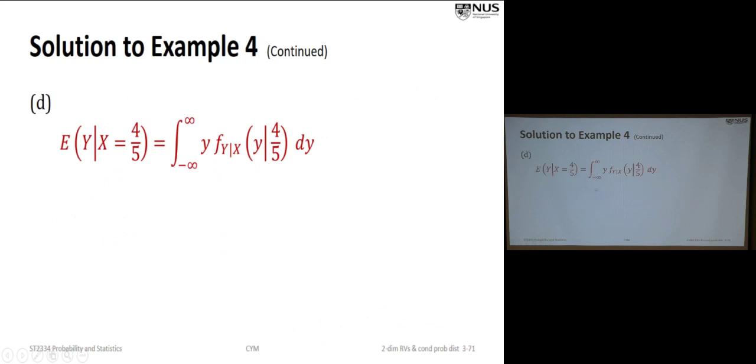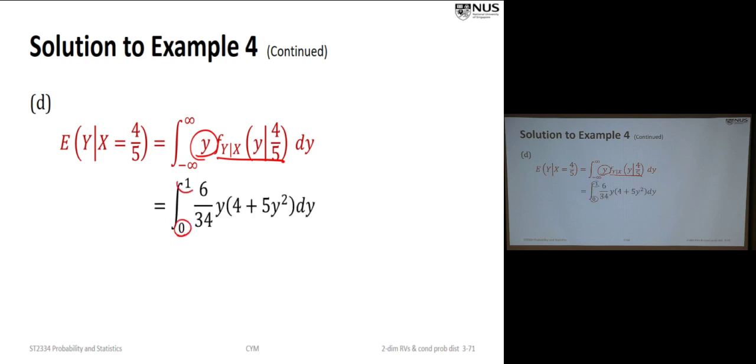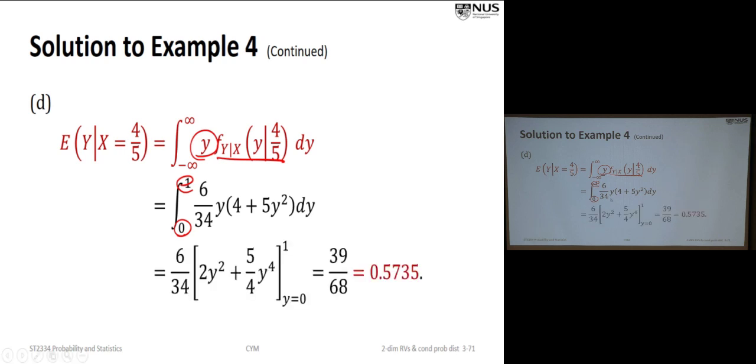All right, so finding the expectation. We follow the definition. It will be y times the conditional distribution of y, integrated from minus infinity to infinity, and then I replace it by 0, 1 as the integration limits because the conditional distribution will be 0 outside this range. So we do the integration, and the answer is 0.5735.